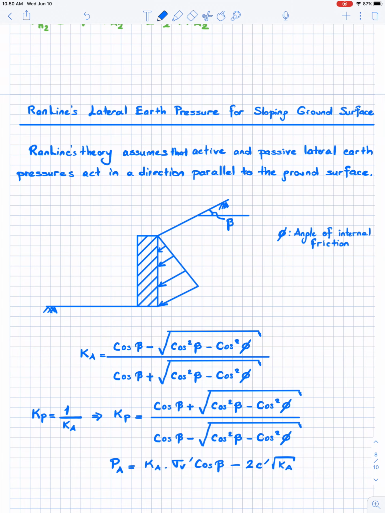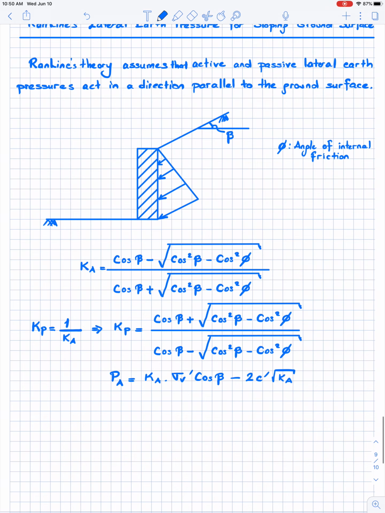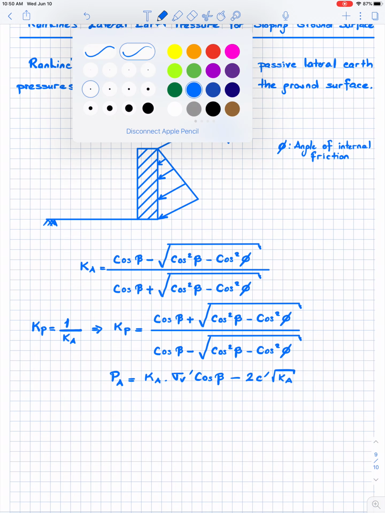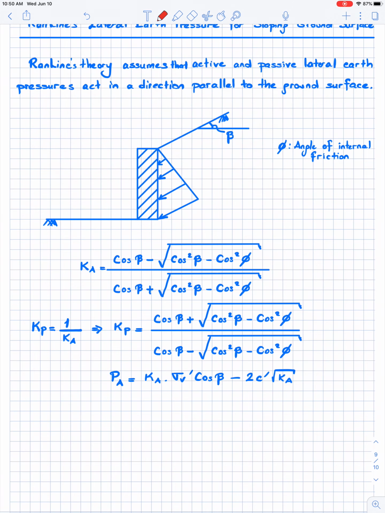Okay, this is crucial. As shown in this figure, the ground surface inclination angle is beta, and please note that phi is the angle of internal friction. If we have such cases, the pressures will act parallel to the ground surface. In other words, these arrows are parallel to the ground surface. Please keep this in mind.